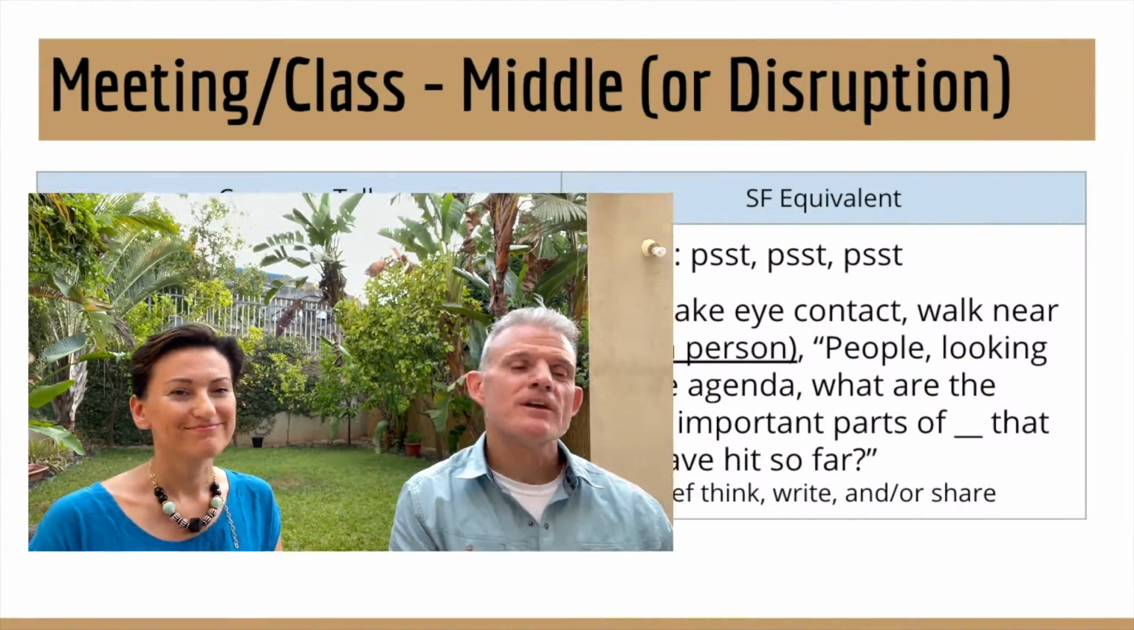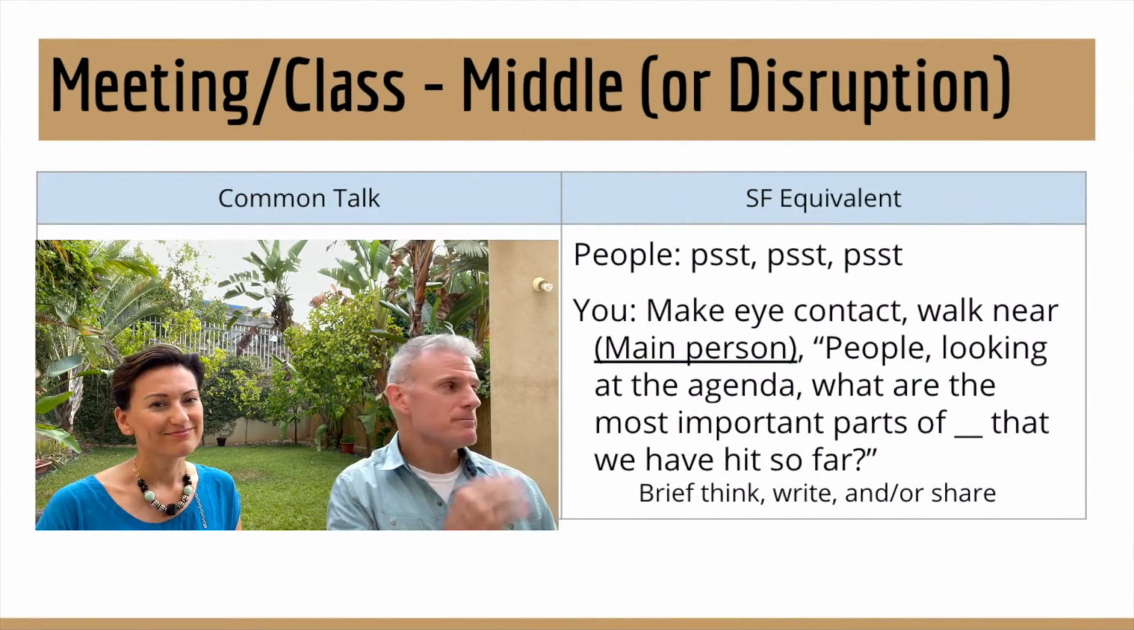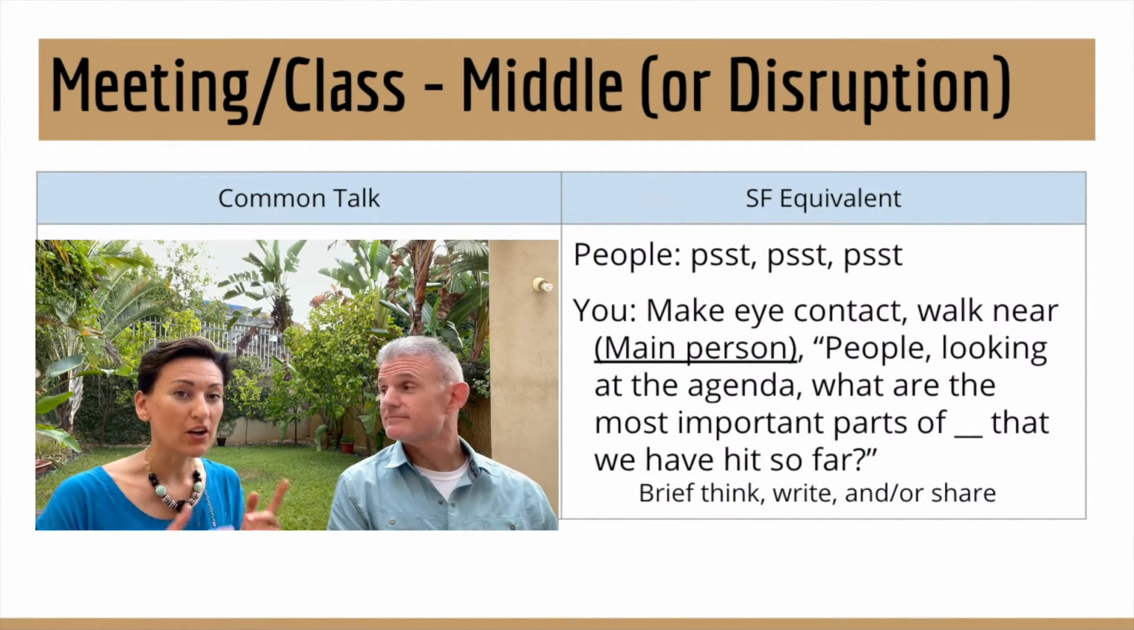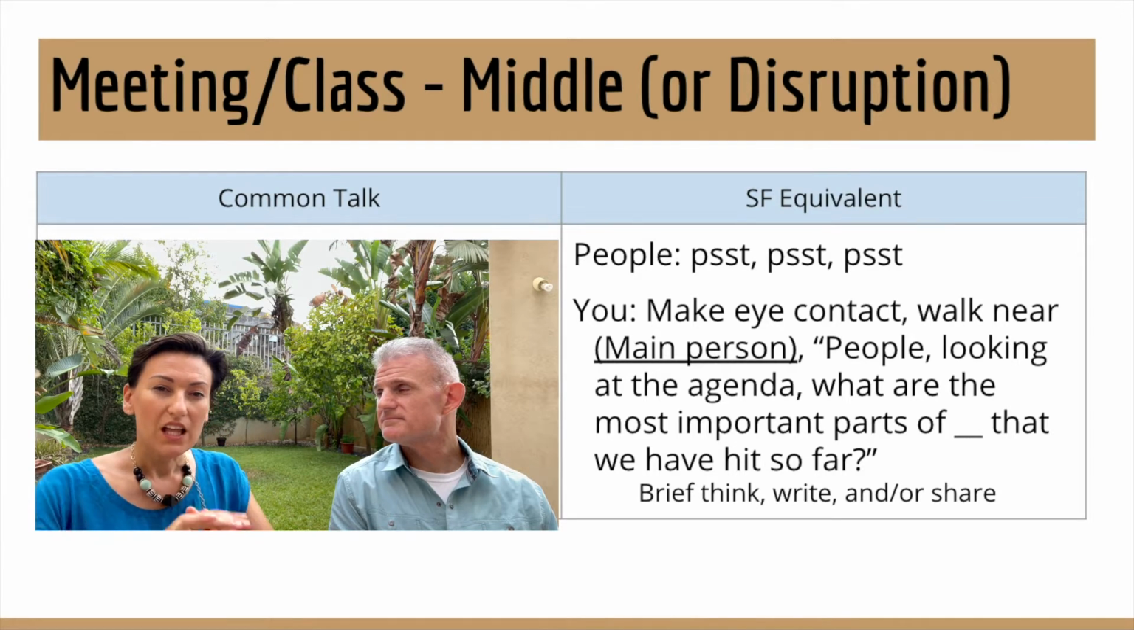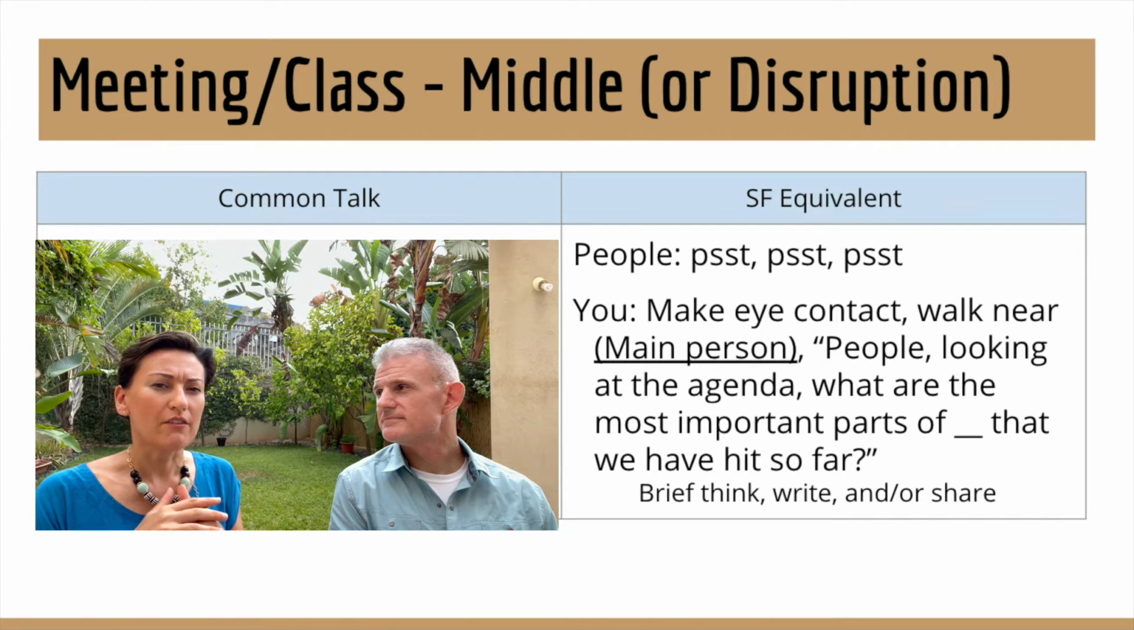However, what do you do about talkers? A common approach: Psst, psst, psst. Joe, what do you think about differentiation? It's good. Conversely, you could also try to make eye contact with the person, walk towards the person, and say, people, looking at our agenda, what are the most important things that we have covered so far?